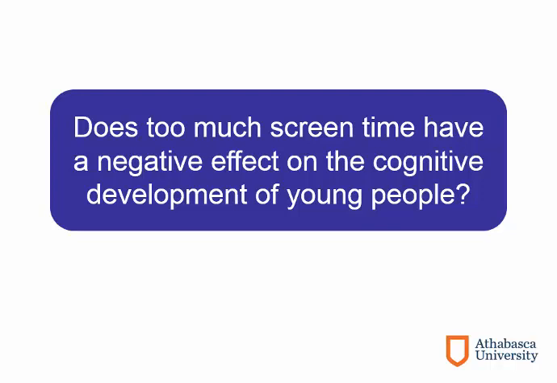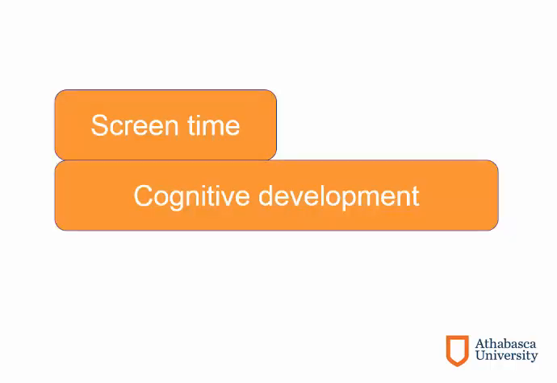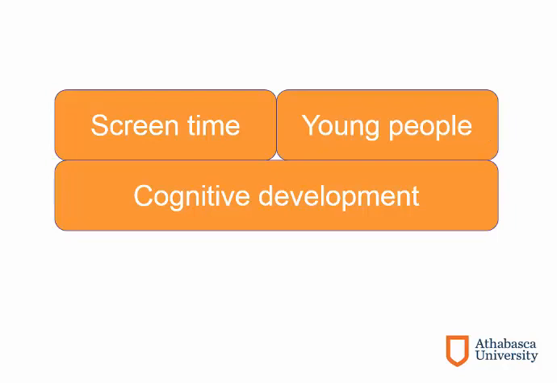Let's break this down into major concepts. These are screen time, cognitive development, and young people. You will want to come up with as many synonymous or similar keywords as you can. To do this, it can help to brainstorm or mind map each concept.